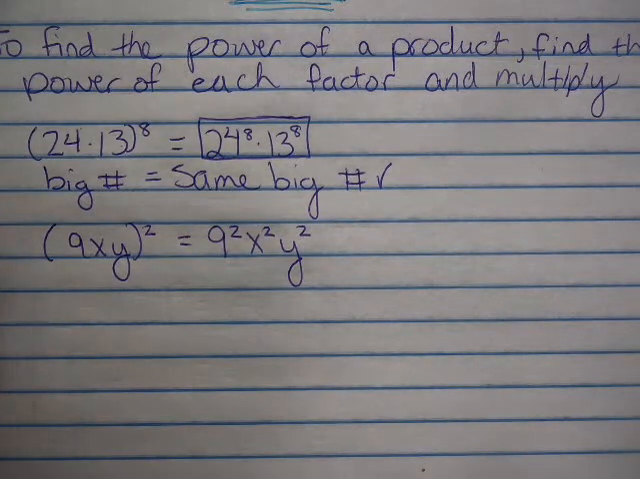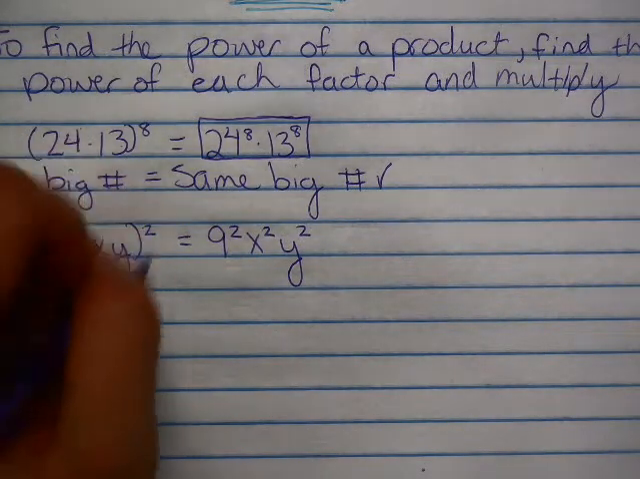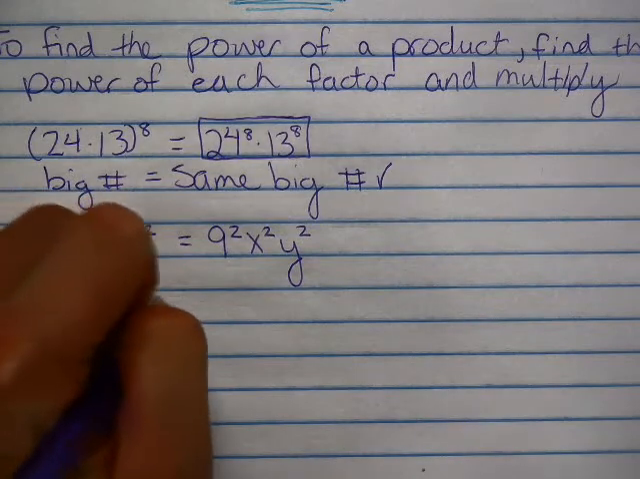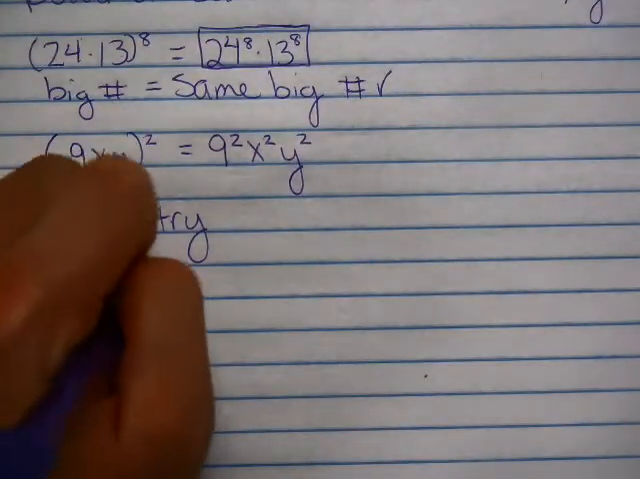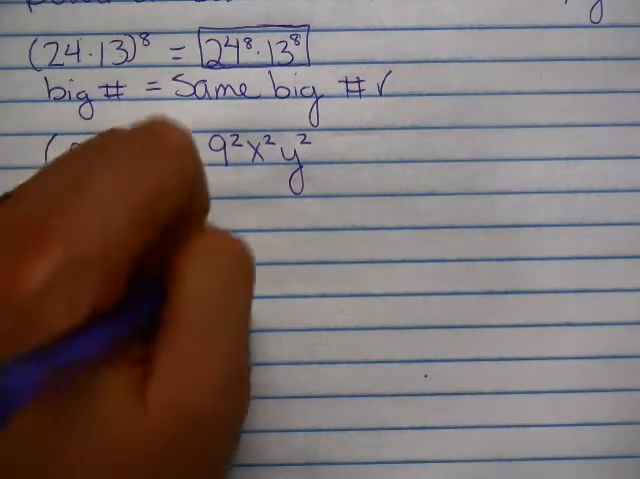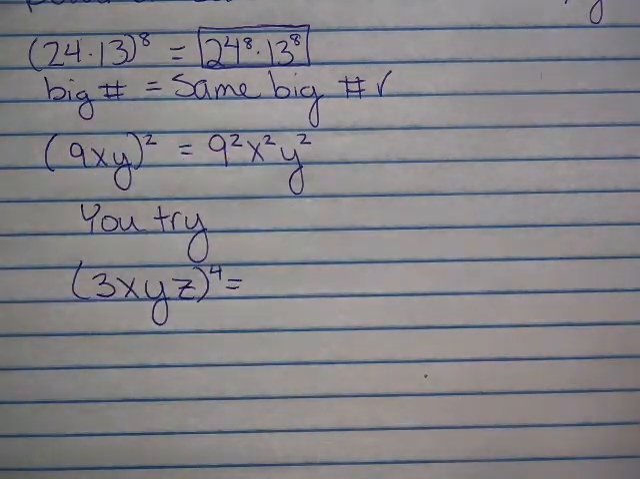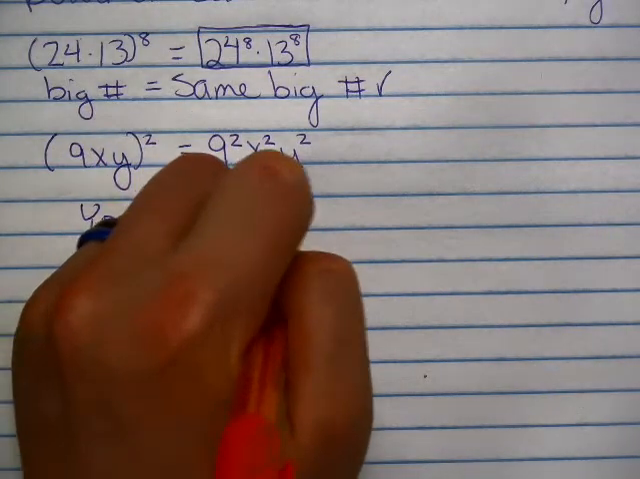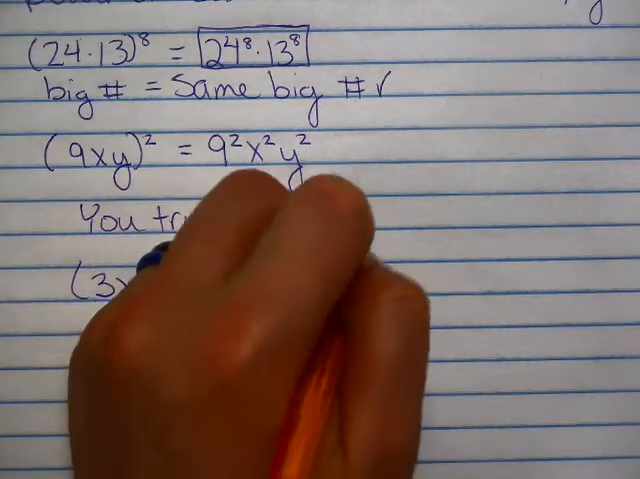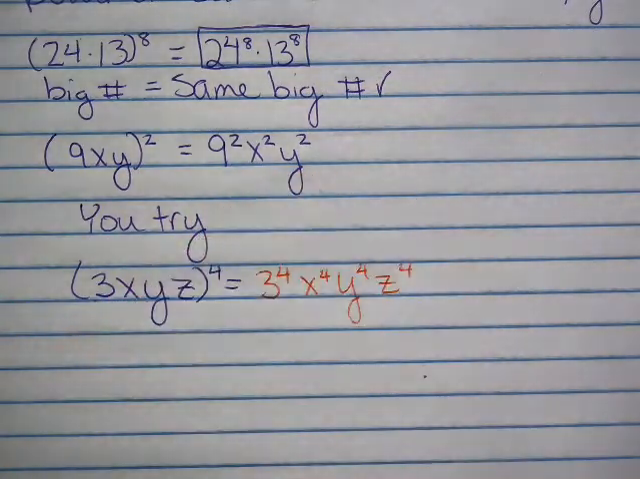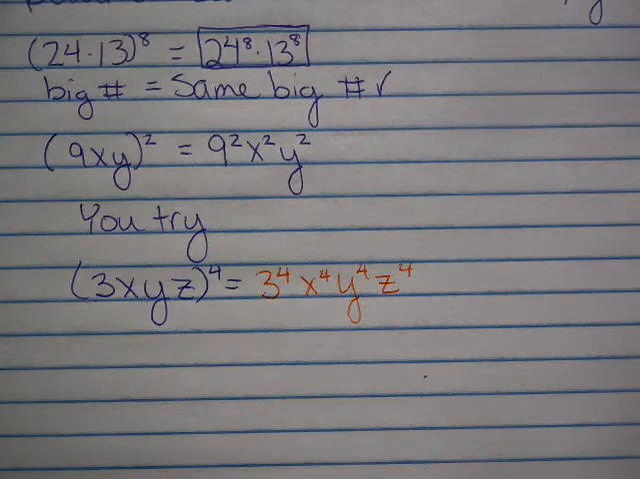Okay, so let's look at our next. Oh, that's it. So now I'm going to have you try. Okay, so I have (3xyz) to the 4th. Pause and do it. Thank you. Okay, so you should have had 3 to the 4th, x to the 4th, y to the 4th, and z to the 4th. And that is my answer.